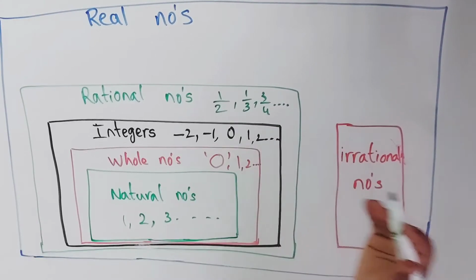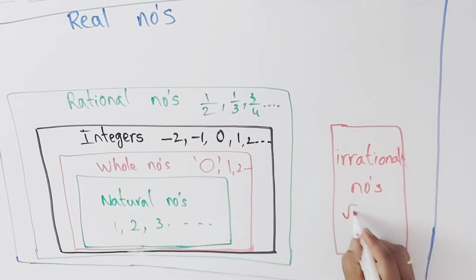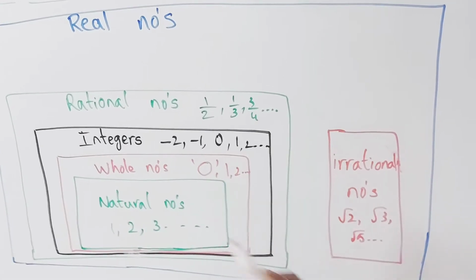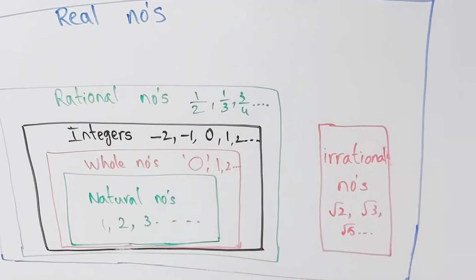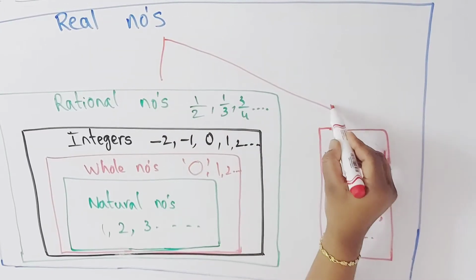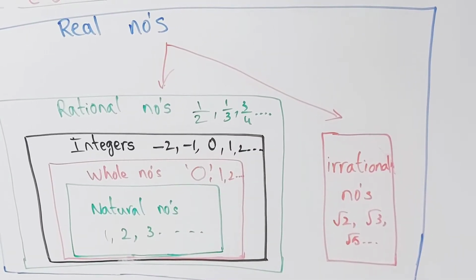Okay children, now we'll see irrational numbers. Irrational numbers like √2, √3, √5 and so on, children. So here real numbers: all the numbers come under the category of real numbers. Real numbers are two types. One is rational numbers and another one is irrational numbers. Okay, let us start exercise 1.1, children.